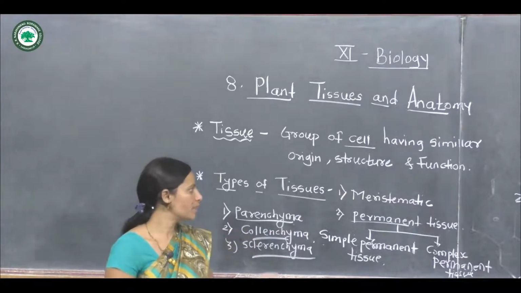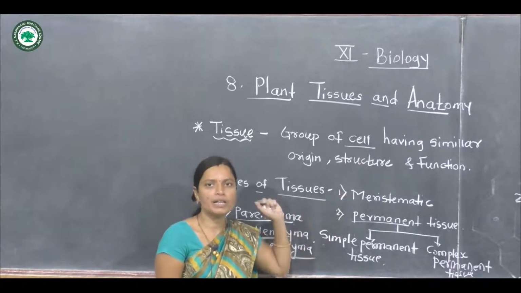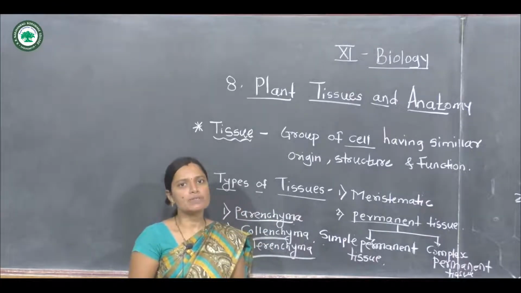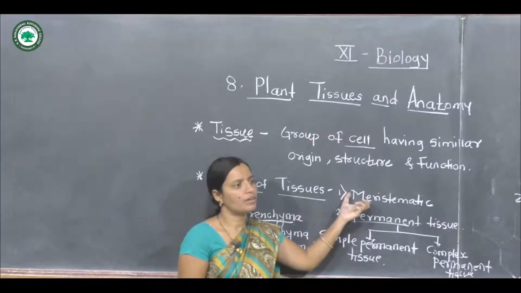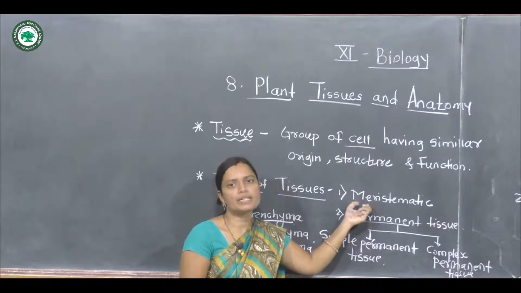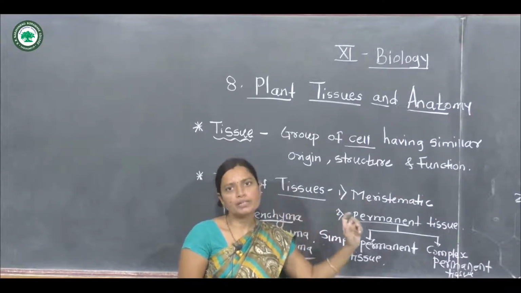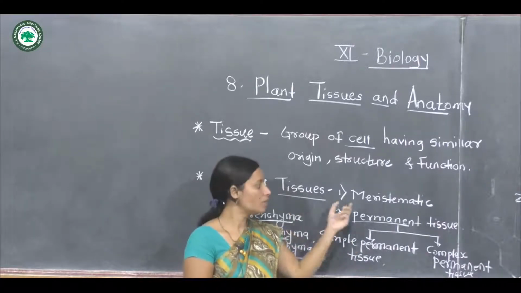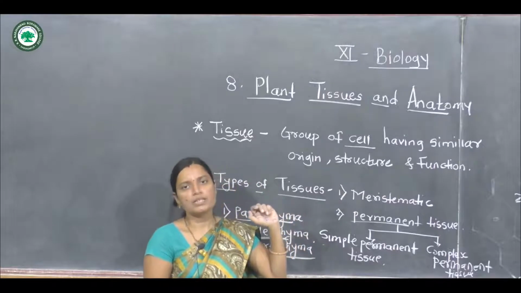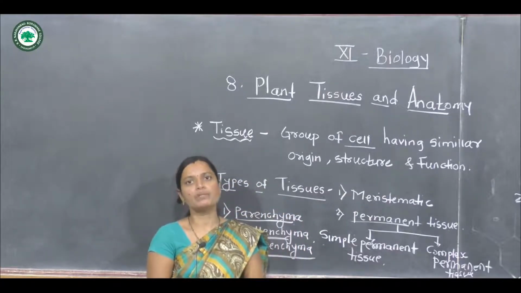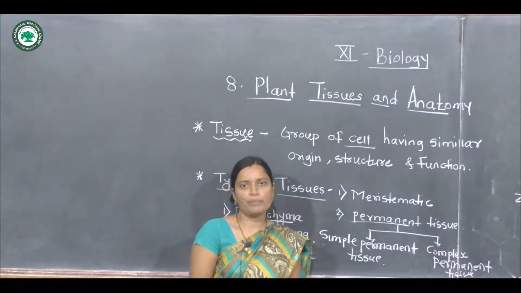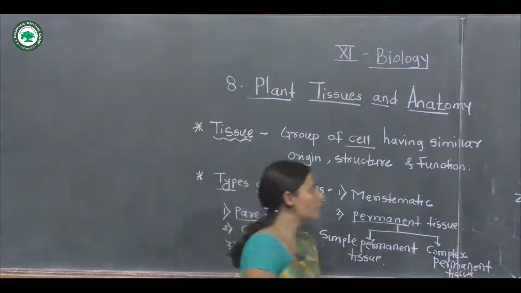Now this meristematic tissue is very important, and it is found in the apical region of the plant body. According to the position of the meristem, it is found as apical meristem, intercalary meristem, and lateral meristem. Now these are the three types of the meristem. The apical meristem is found at the root and shoot region of the plant body. The intercalary meristem is found in between the internodes.